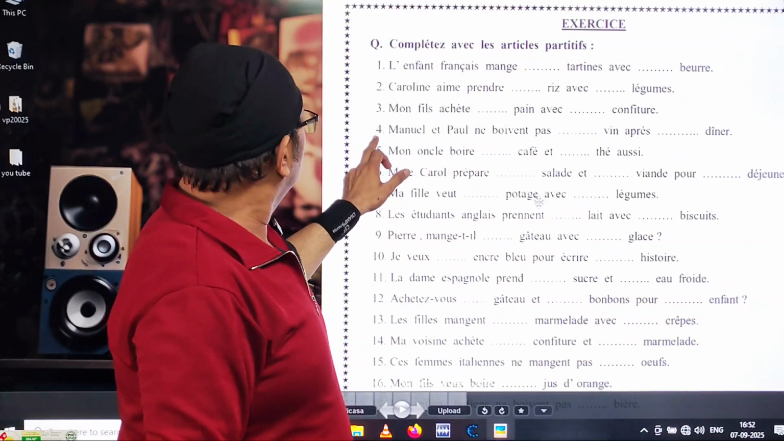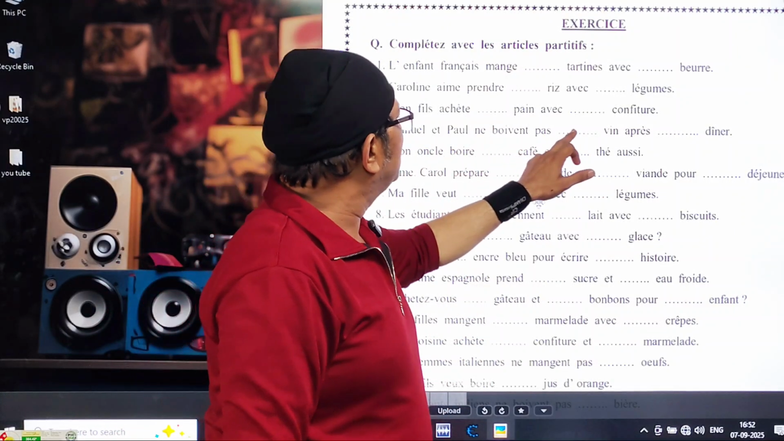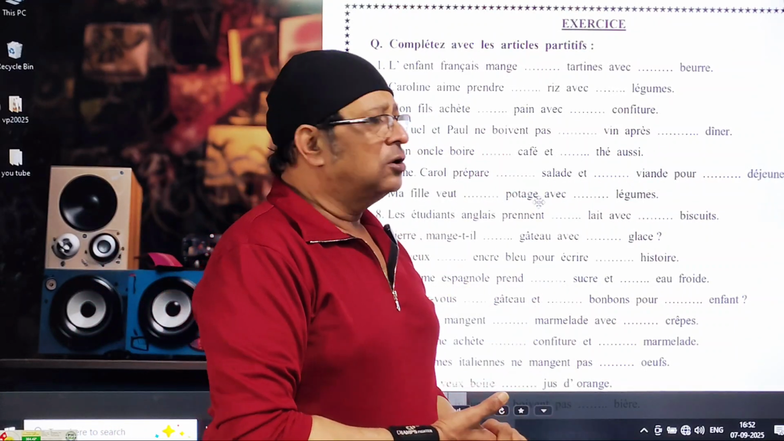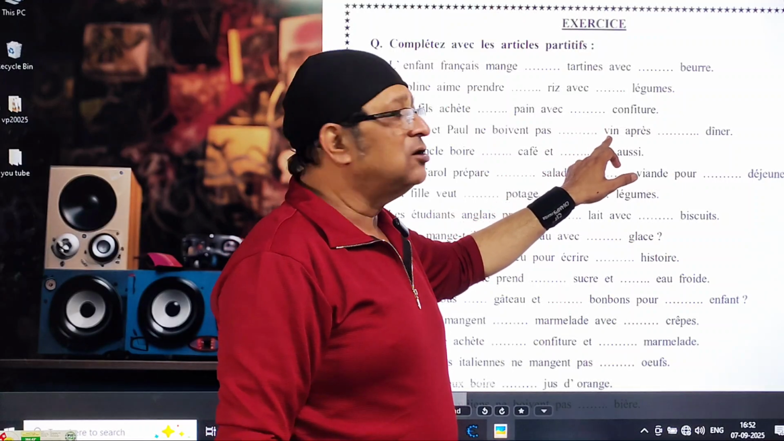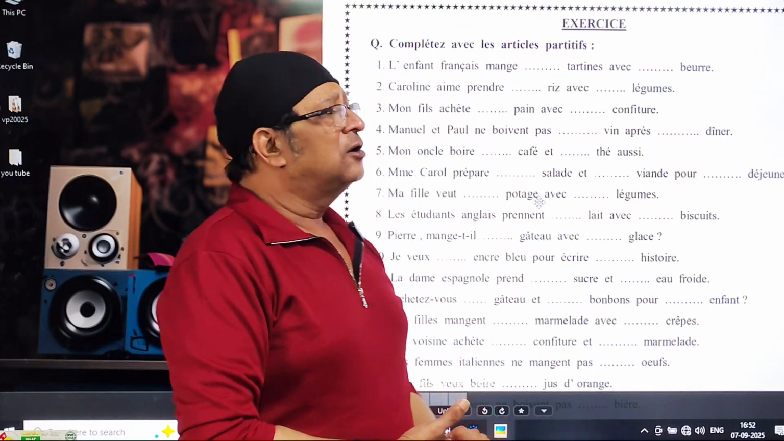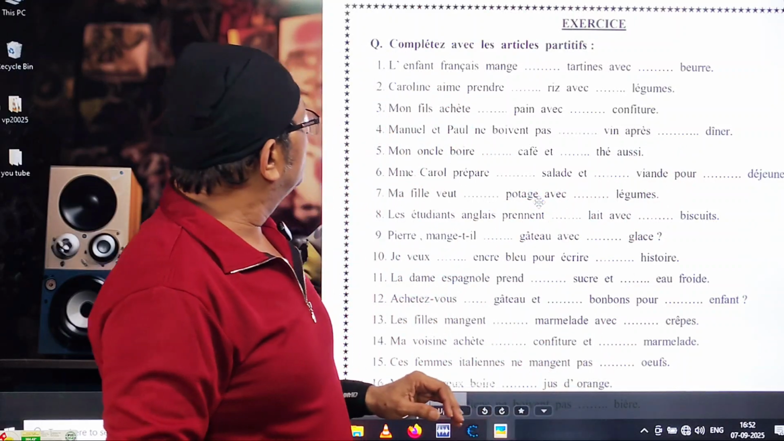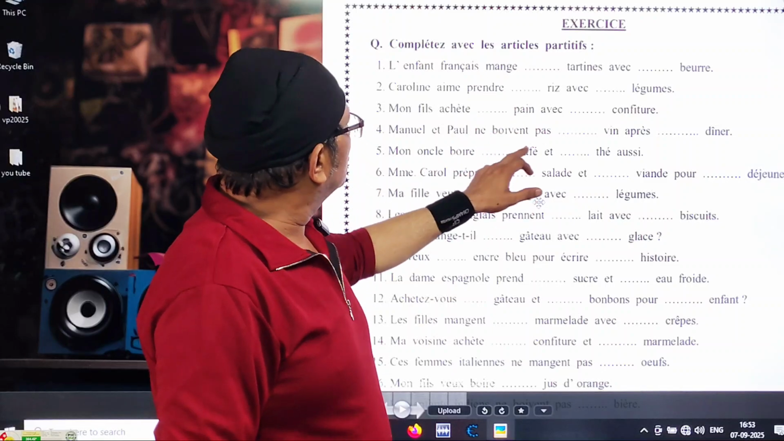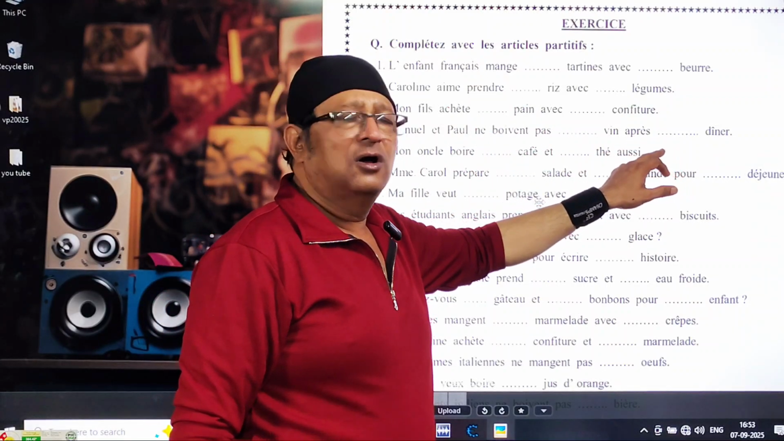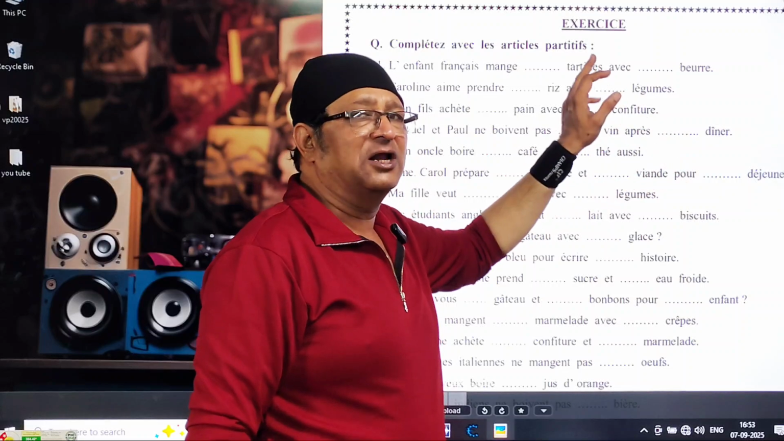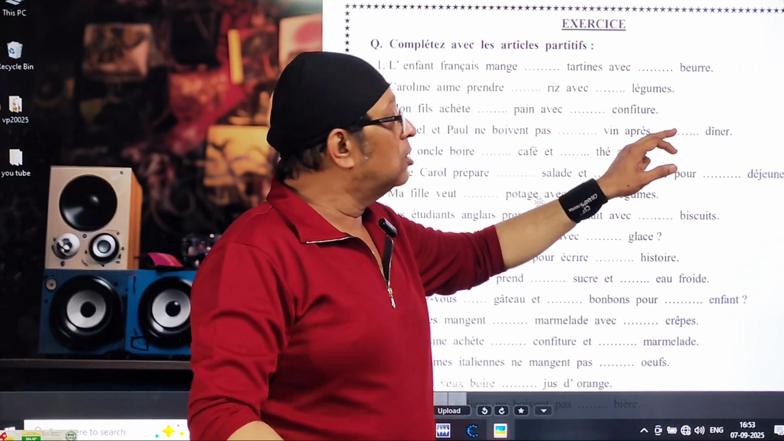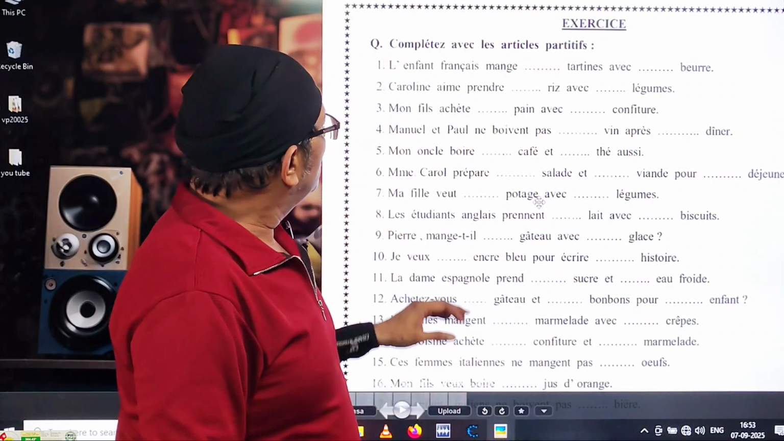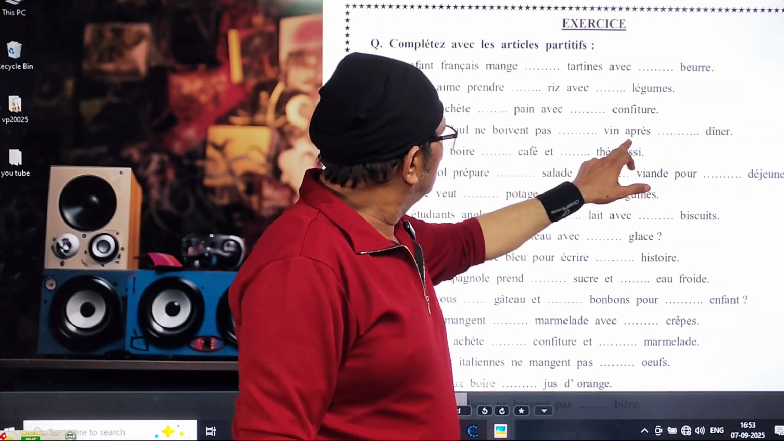Then, numéro 4. Manuel et Paul ne boivent pas dash vin après dash dîner. Manuel and Paul don't drink dash wine after dash dinner. First, the translation: Manuel and Paul don't drink wine after the dinner. After the dinner: here we will not use a partitive article. Here we will use the definite article. The word dinner is masculine singular, so we will use le. Now wine is masculine singular, so we would use du.